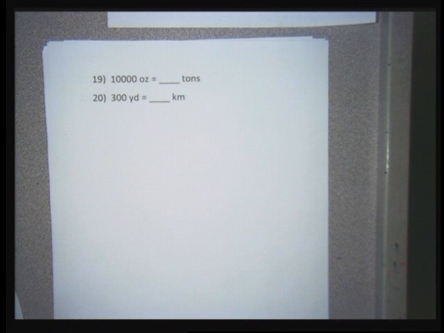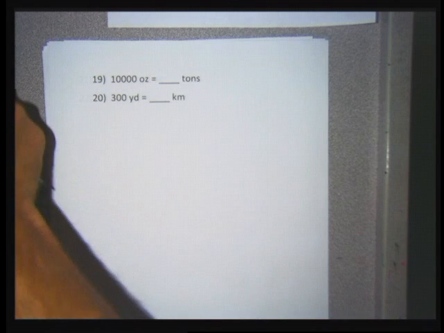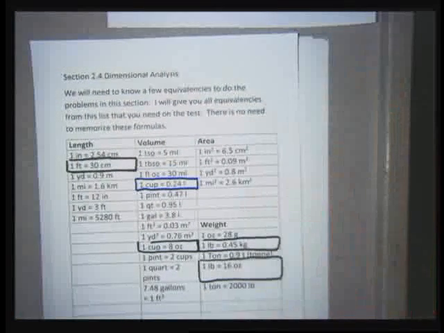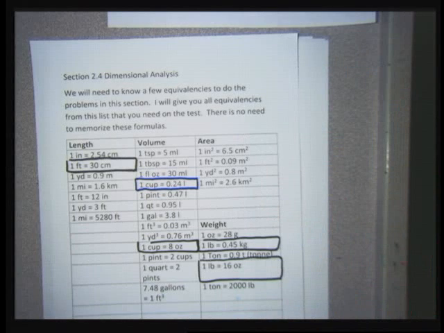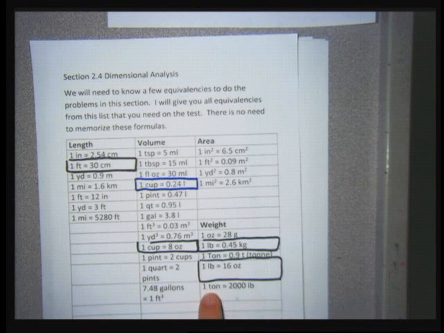All right. So you're going from ounces to tons, which is weights, and unfortunately, there's a relationship between tons and pounds, but not between tons and ounces.